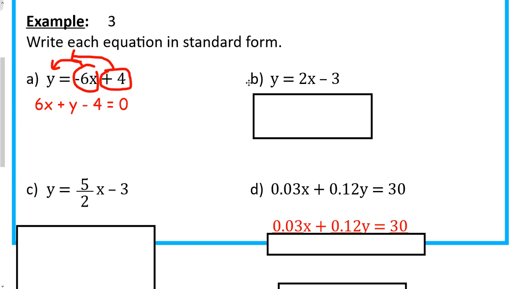Okay, so that was easy. This one here, the positive 2x is on the right, and we want that to be positive. So I think the easiest thing to do is just to move the y over to the right.